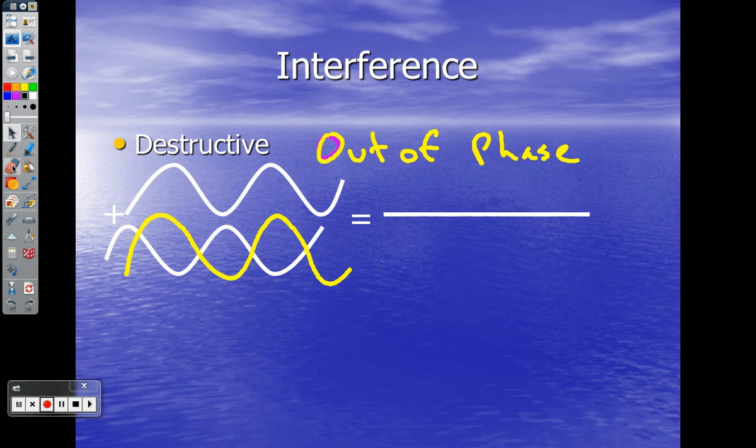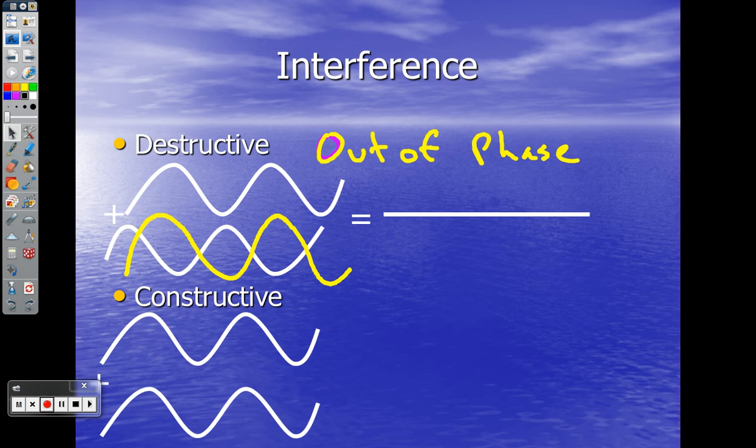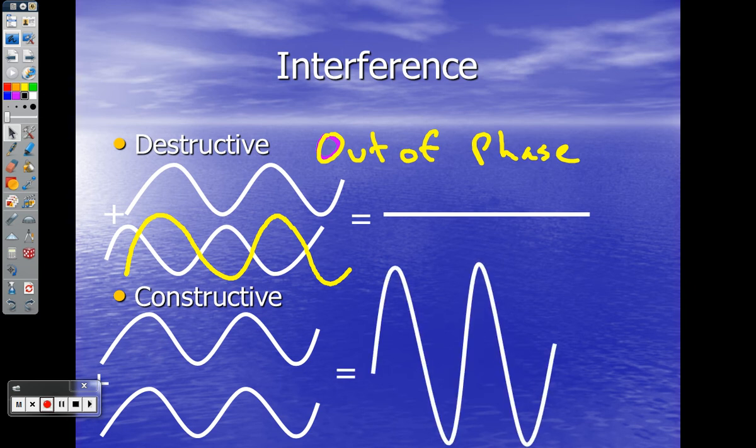Okay, so that's destructive. What do you think constructive is going to be? It's harmonic. They correspond to each other. They're exactly the same. And what's going to happen? More powerful. What is bigger? Amplitude. The amplitude. That's right. Now this is exaggeration, but you get the point. So destructive, it cancels. Constructive, it builds.